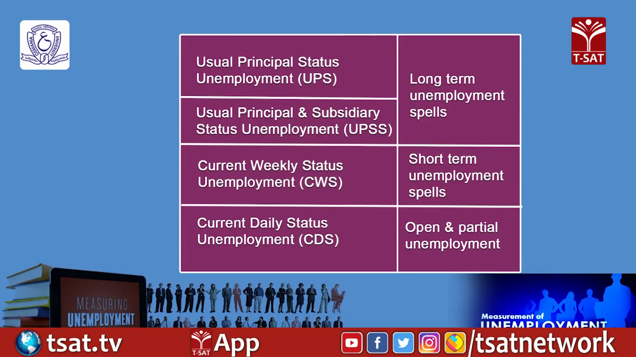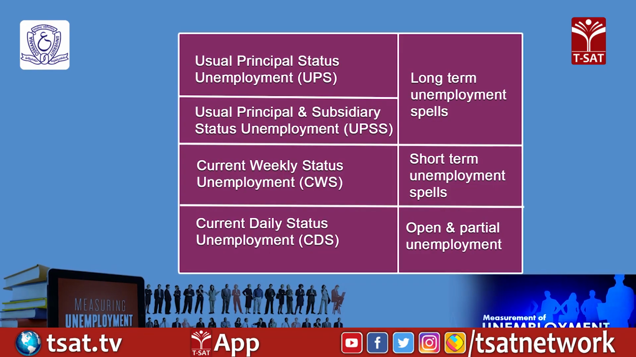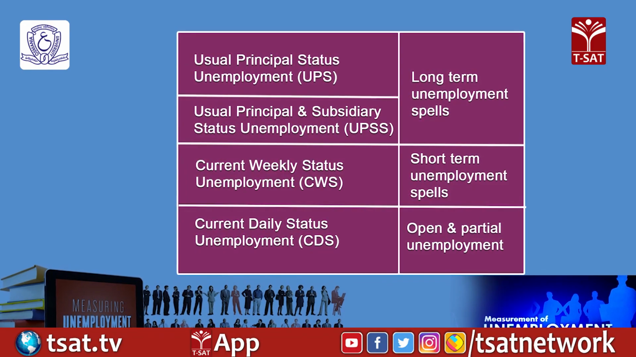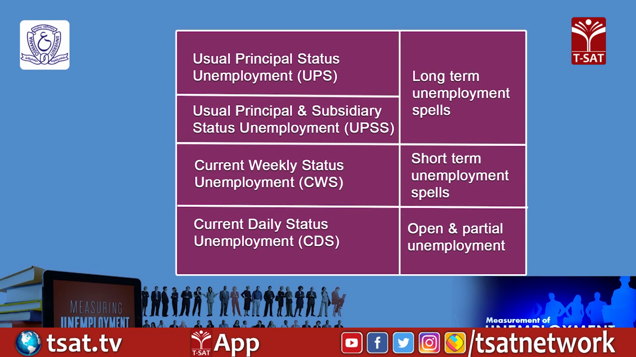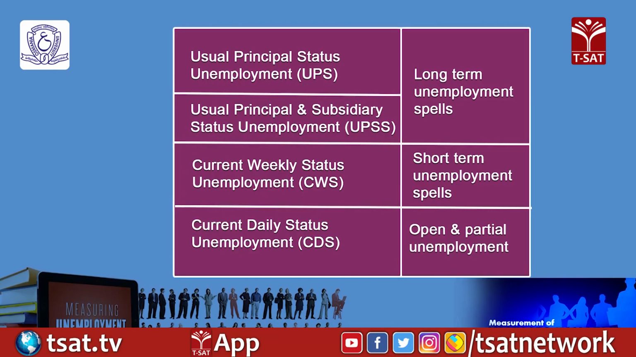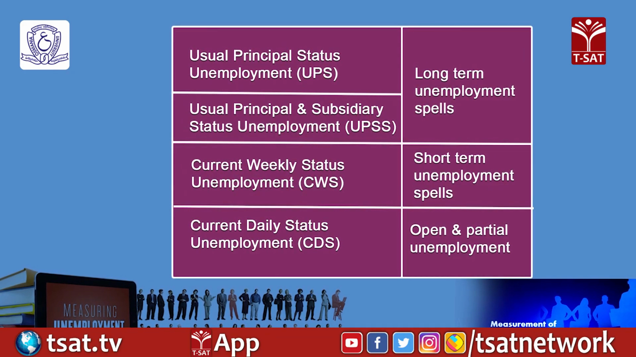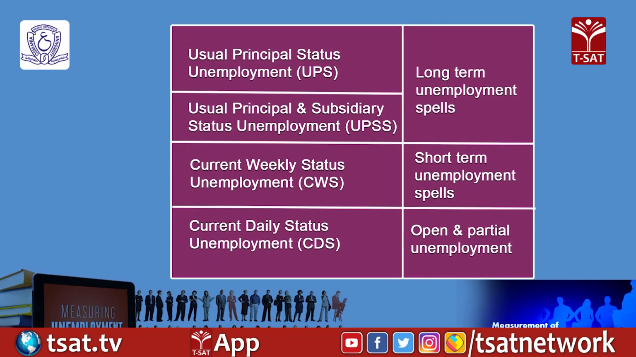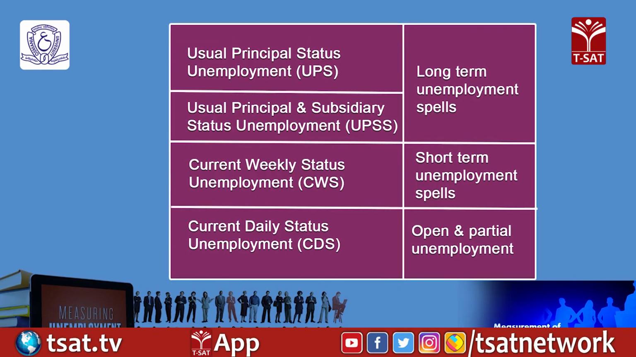during the survey week. The rates of unemployment differ based on different concepts, and these concepts have their own advantages and limitations, and therefore they have different implications for analysis and policy formulation. The UPS and UPSS measures reflect only long-term unemployment spells. The CWS measure captures shorter unemployment spells but ignores unemployment for less than a week. The CDS measure is the most inclusive, capturing both open as well as partial unemployment.